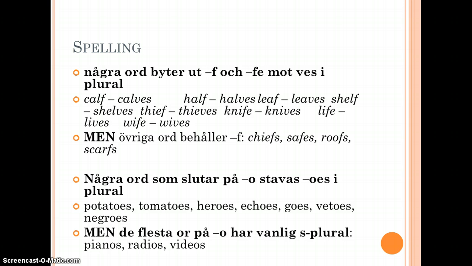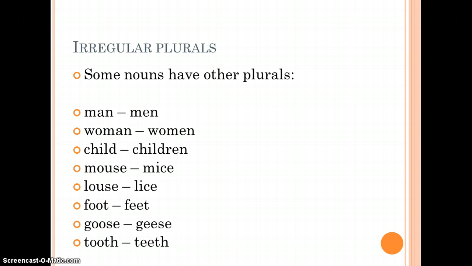There are some words that end with o that you add es to in the plural, such as potatoes, tomatoes, heroes, echoes, goes, vetoes, negroes, but most words that end with o have the common s plural, as in pianos, radios, and videos.